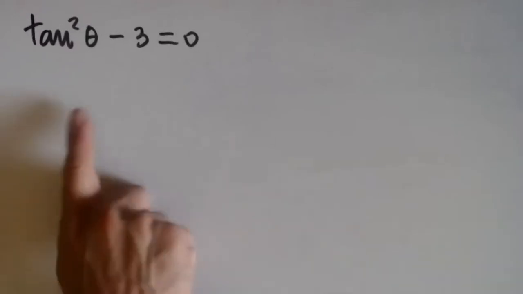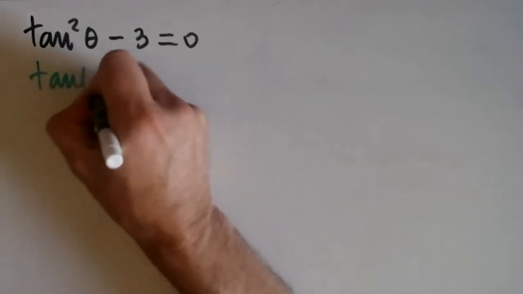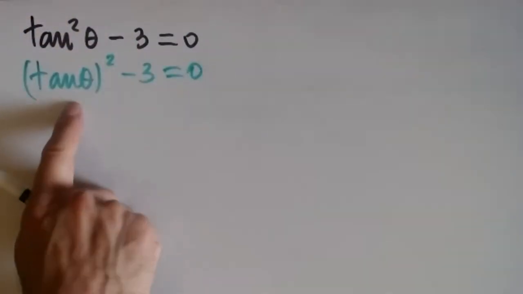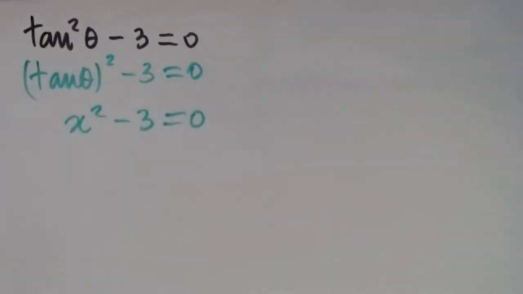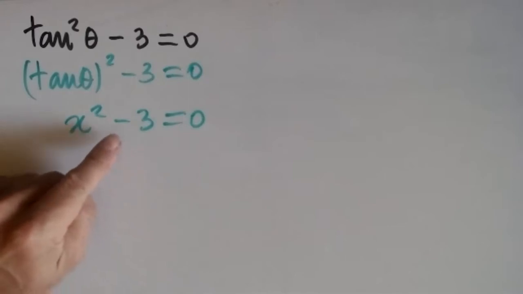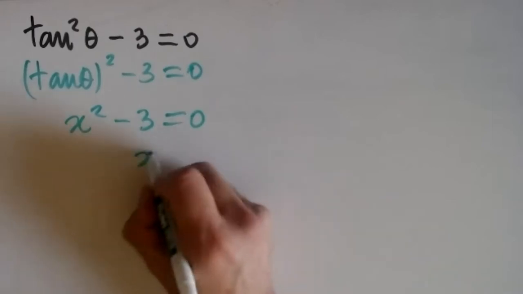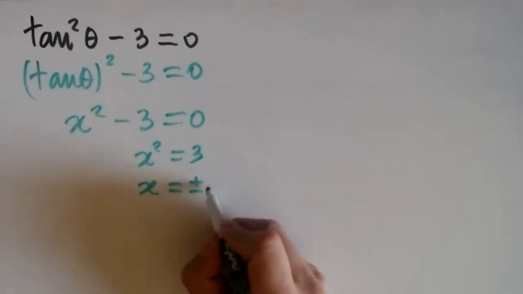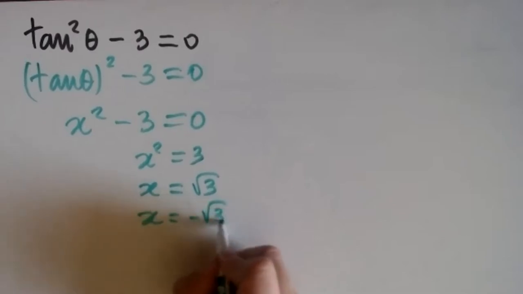Remember that tangent square theta is really tangent of theta, everything squared, minus 3 equals 0. Now, let's change this by a familiar x. x squared minus 3 equals 0. Is this difficult to solve? No, this is very easy. So x squared equals 3, and then you square root: x equals positive and negative square root of 3. So you really have two values. Let me write it explicitly: x equals square root of 3 and x equals negative square root of 3.